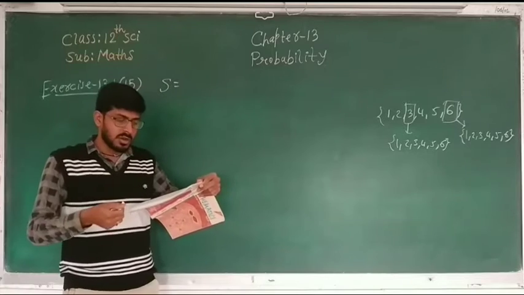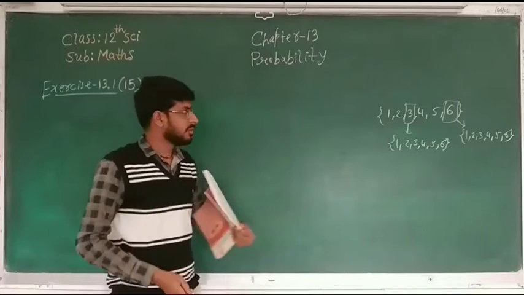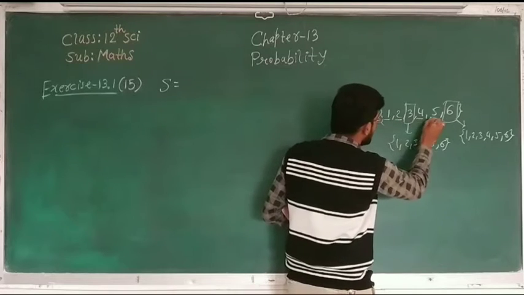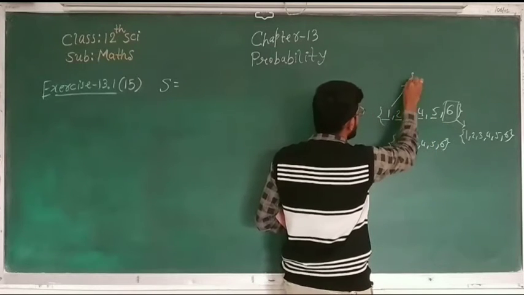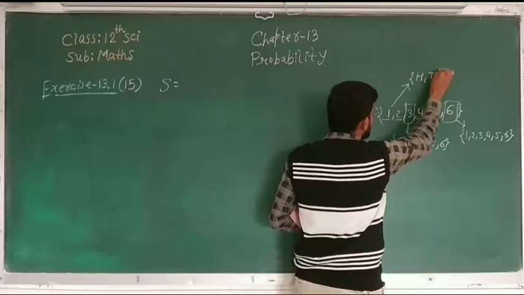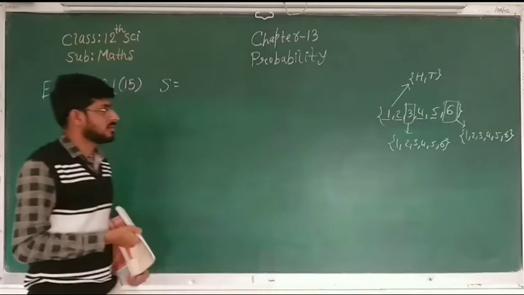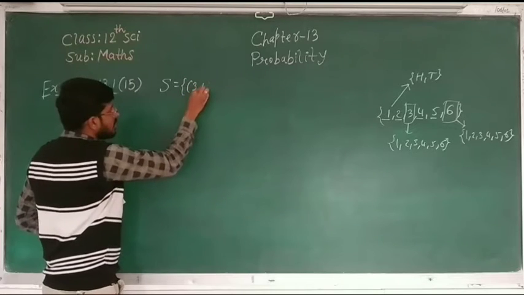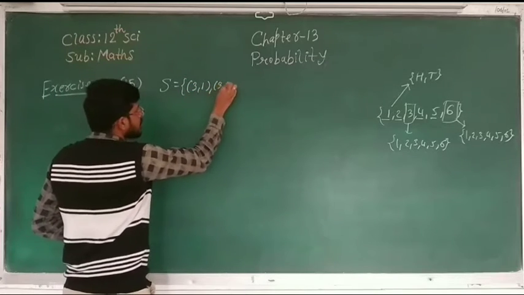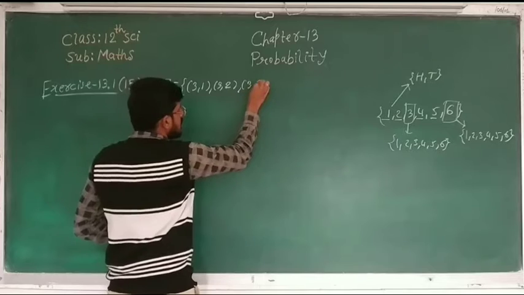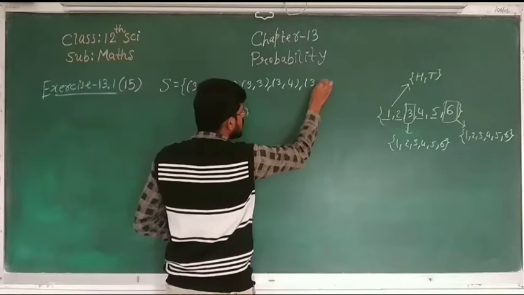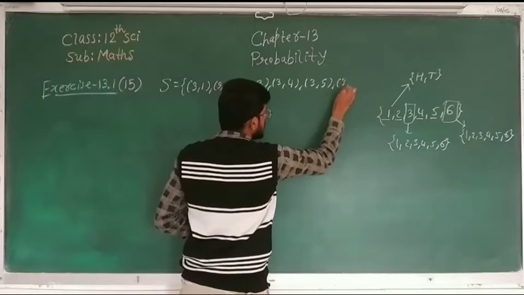If any other number comes, then toss a coin. It means whenever 1, 2, 4 or 5 comes up, then we have to toss a coin. It means we get head or tail. So what is the sample space? See, the sample space is 3,1; 3,2; 3,3; 3,4; 3,5; 3,6.